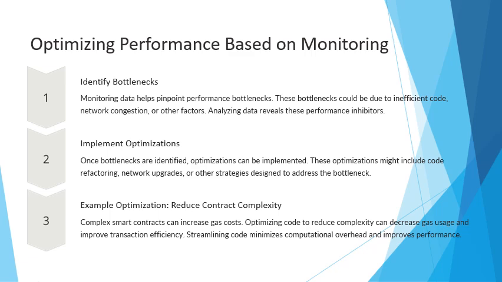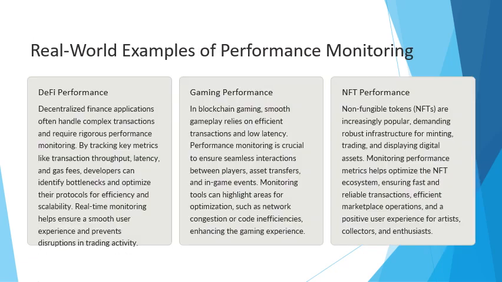Here is an example of optimization to reduce contract complexity. Complex smart contracts can increase gas costs. So, optimizing code to reduce complexity can decrease gas usage and improve transaction efficiency. Streamlining code minimizes computational overhead and improves performance.